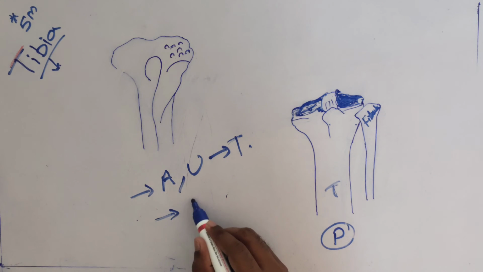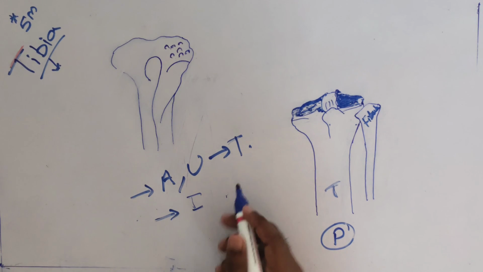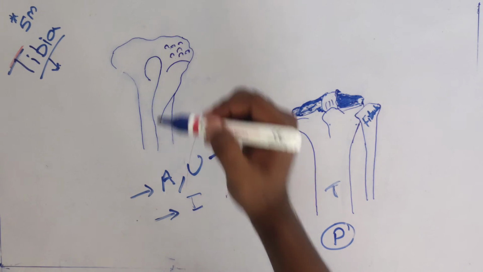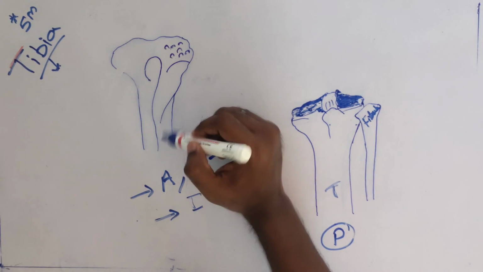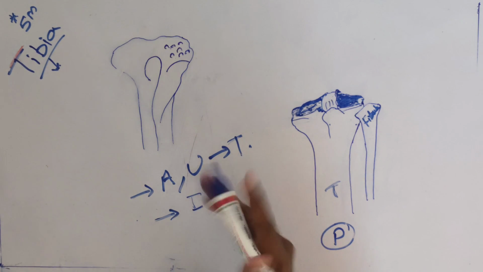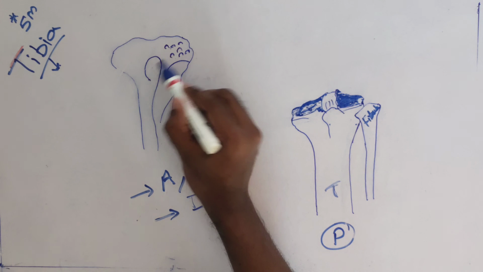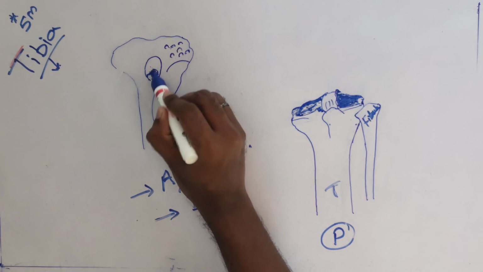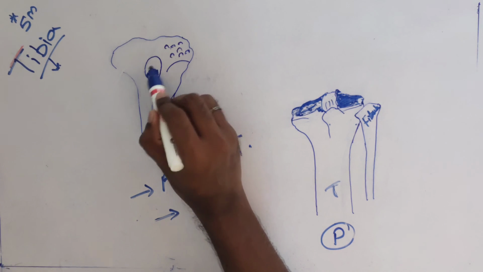Next, inferiorly it is continuous with the anterior border of the shaft. This is the inferior area of the tuberosity. This continues with the anterior surface of the shaft. Next, this tuberosity is divided into an upper smooth area and a lower roughened area. The lower area is roughened, the upper area is smooth.